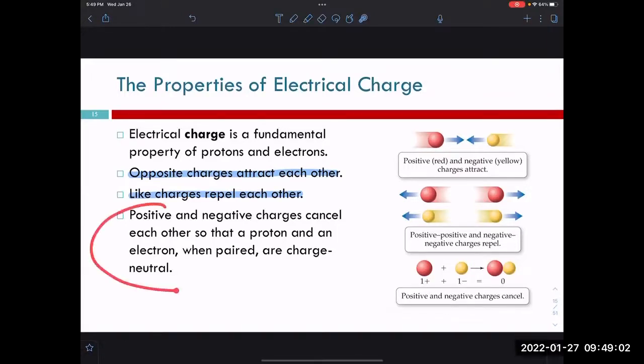And then positive and negative charges cancel each other out, so that a proton and electron, when paired, are charge neutral. So you can use positive charges to cancel out negative charges. And most of the time, we're moving negative charges around.